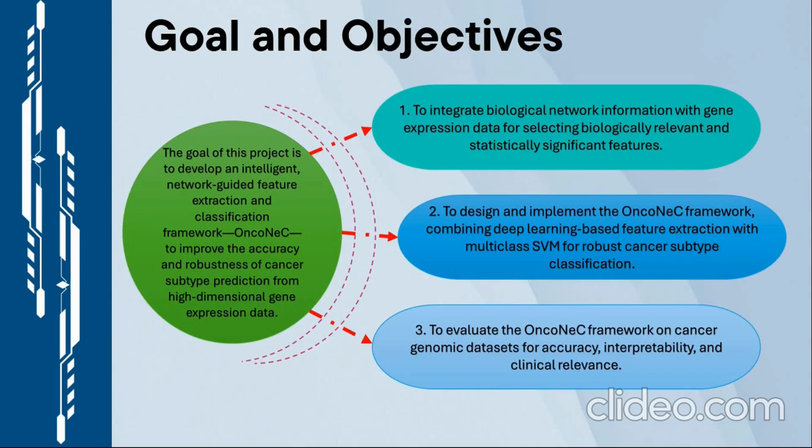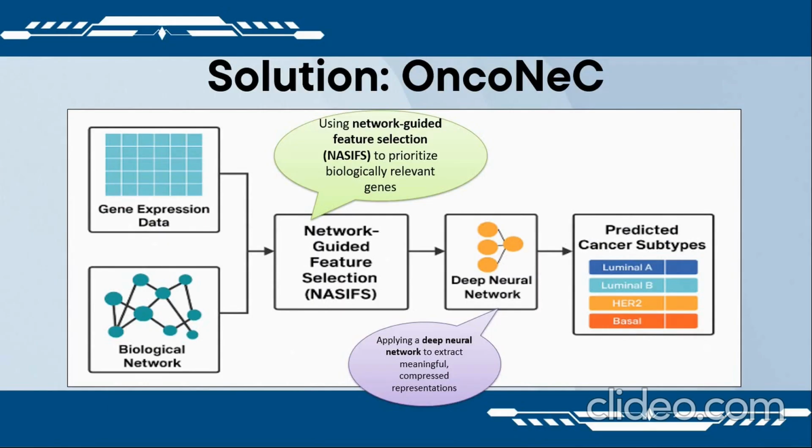First, to integrate biological network information with gene expression data for selecting biologically relevant and statistically significant features. Two, to design and implement the OnConnect framework, combining deep learning-based feature extraction with multi-class SVM for robust cancer subtype classification. Three, to evaluate the OnConnect framework on cancer genomic datasets for accuracy, interpretability, and clinical relevance. And this is how our solution comes in.